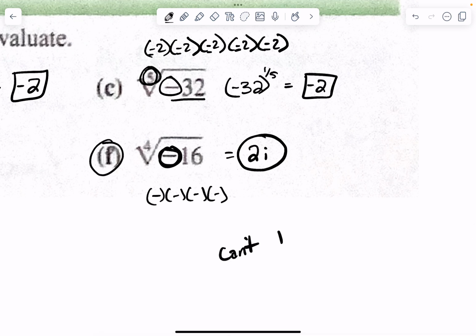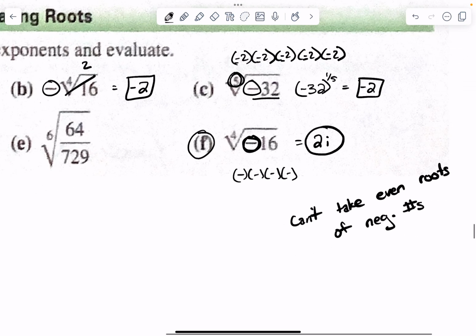Can't take even roots of negative numbers. Okay, that's just the general rule.